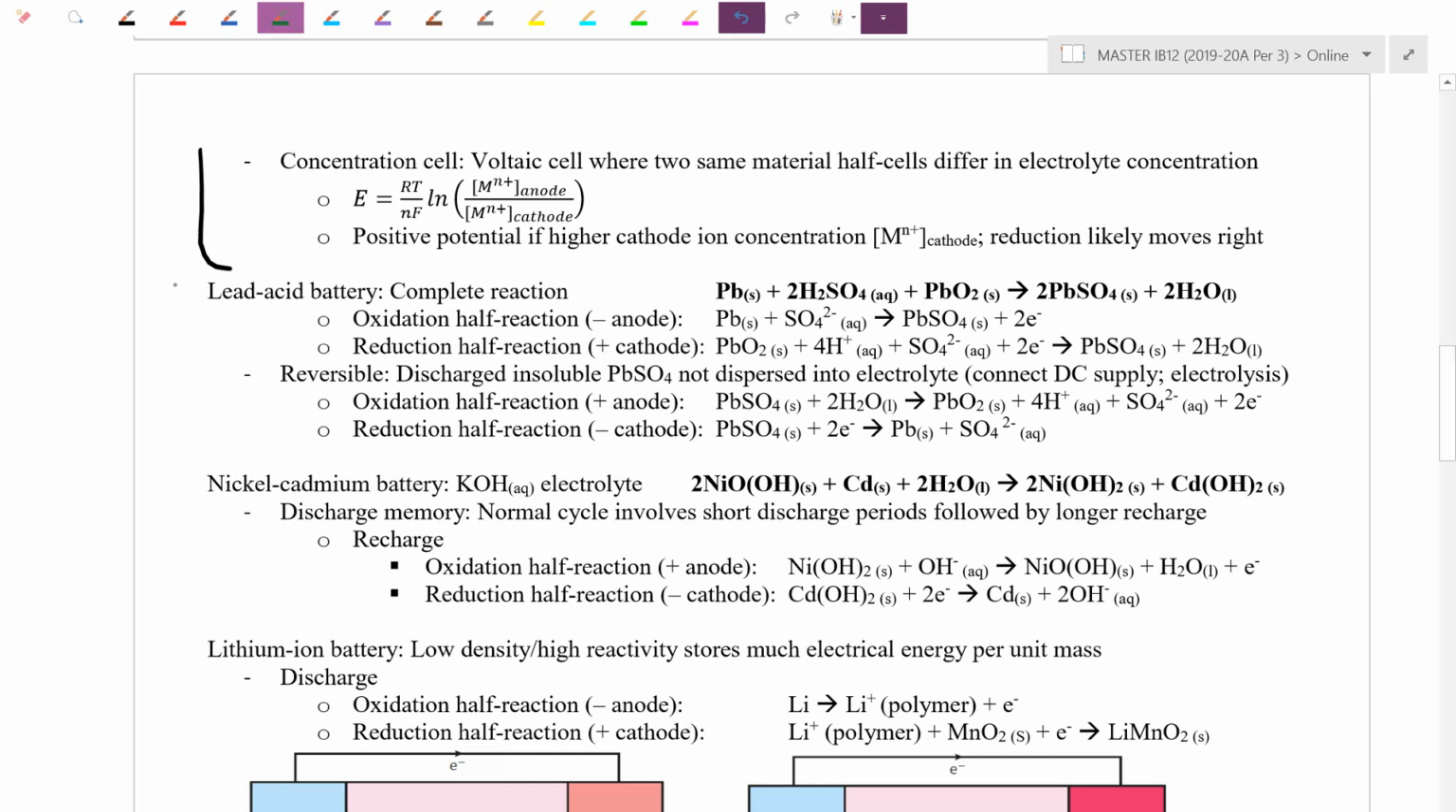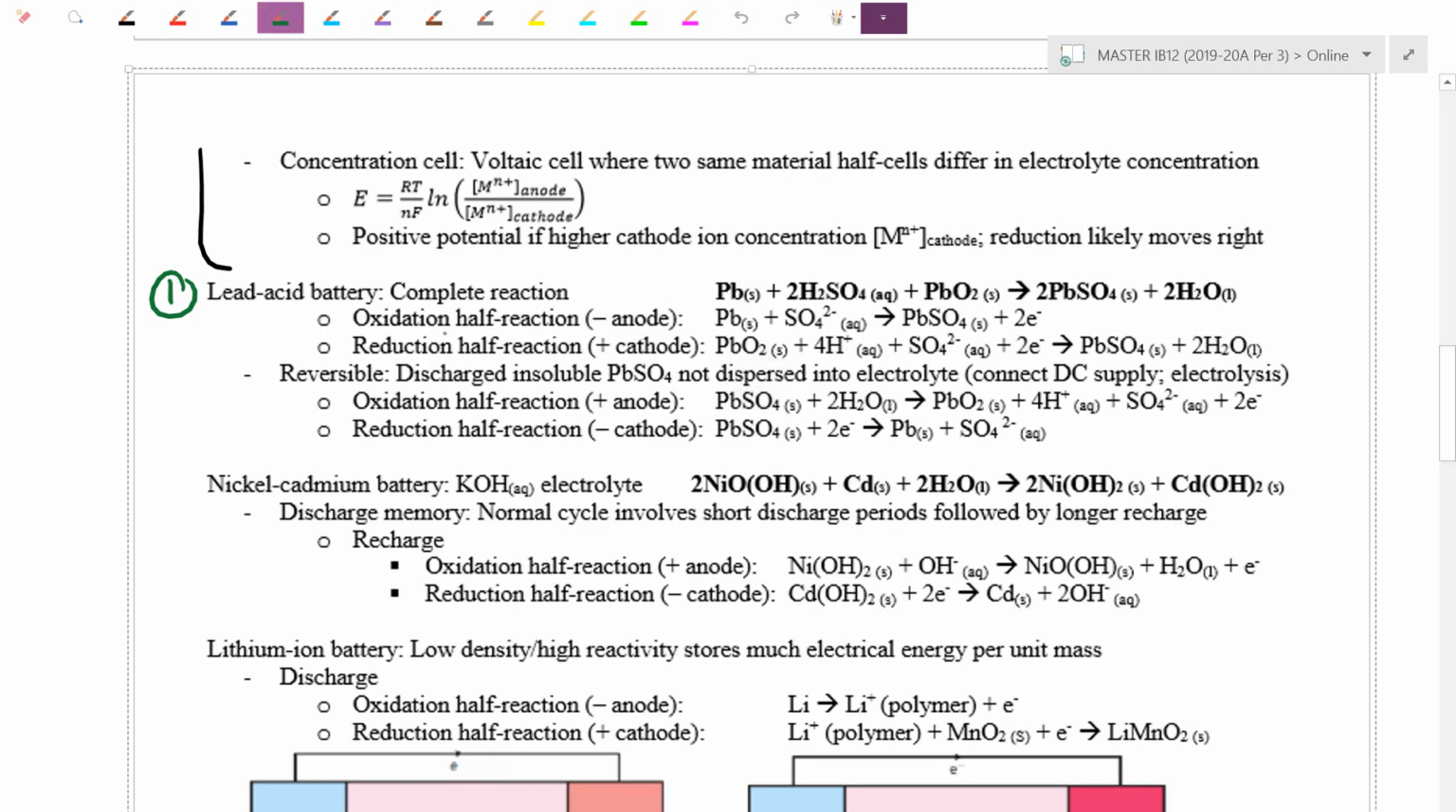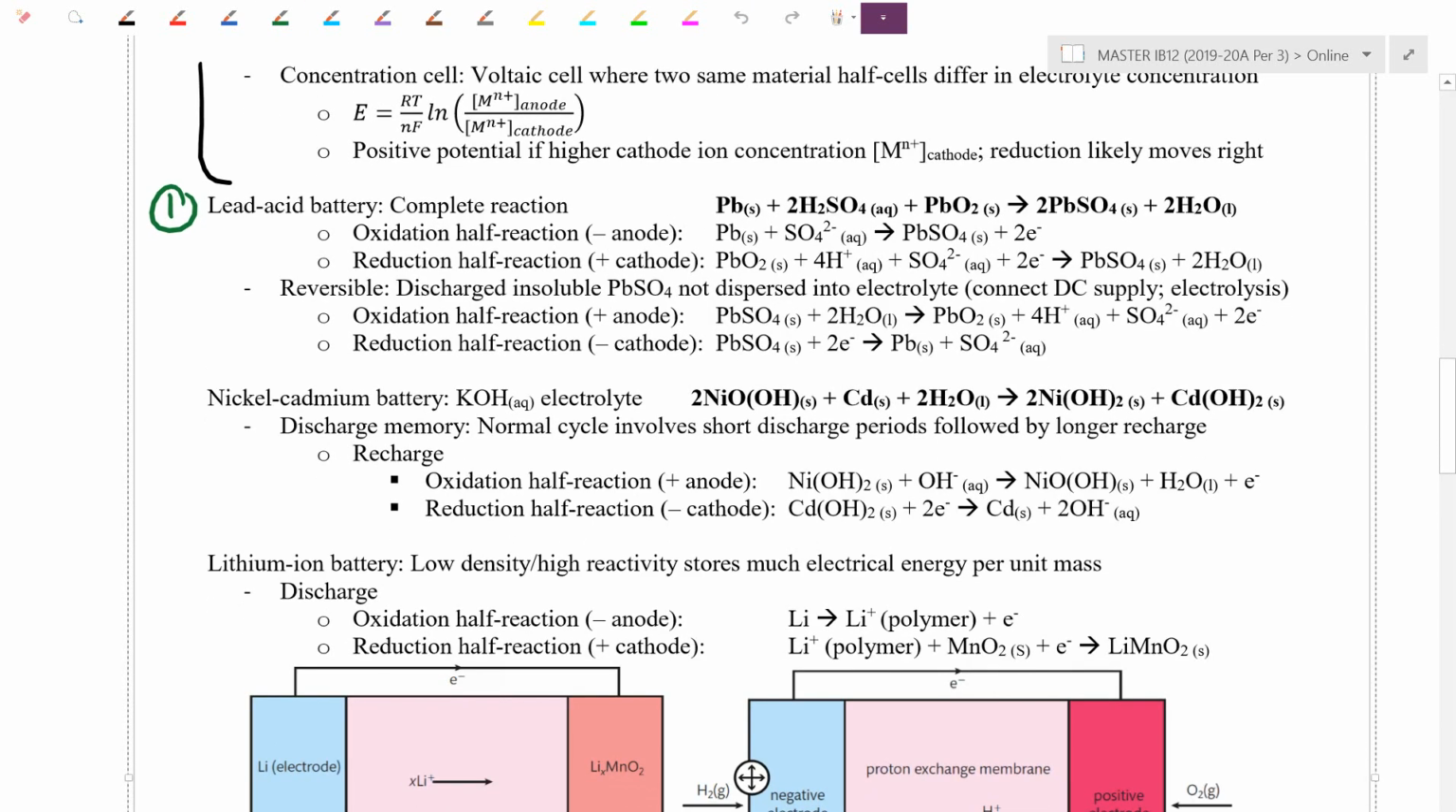So let's just go over these batteries here. Again, this is just a very broad stroke. Your textbooks have given you all the details in these reactions here. In this case, we have a lead-acid battery. We have a reaction as an overall, and it's broken up into 2 different types, oxidation and reduction half reactions.